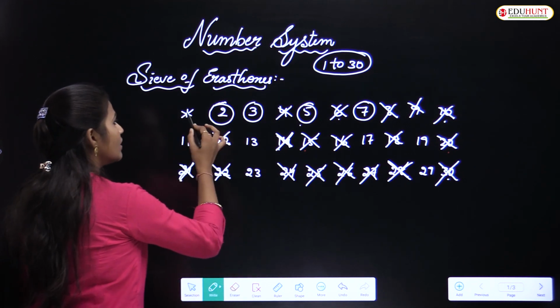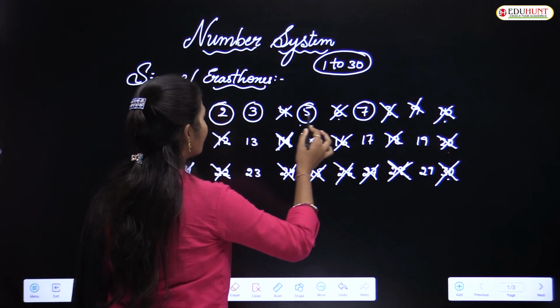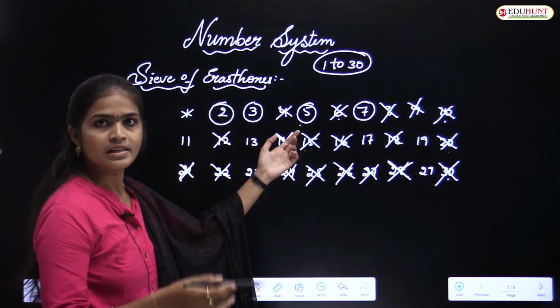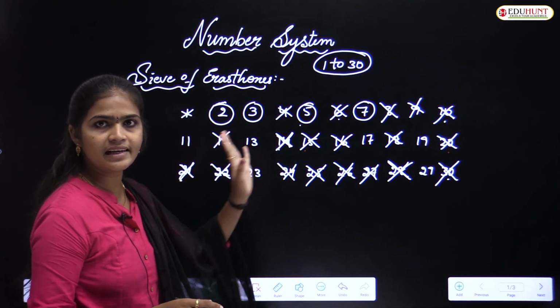Next, the leftover numbers. Once observe here, the numbers we crossed are crossed, and the remaining numbers we circle. So the first line is completed.